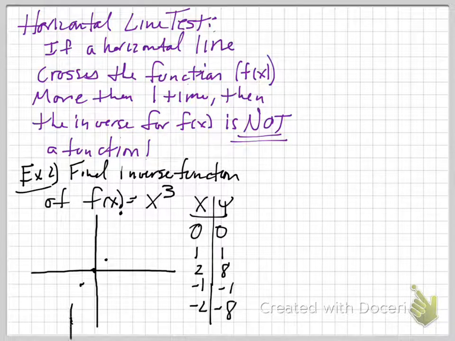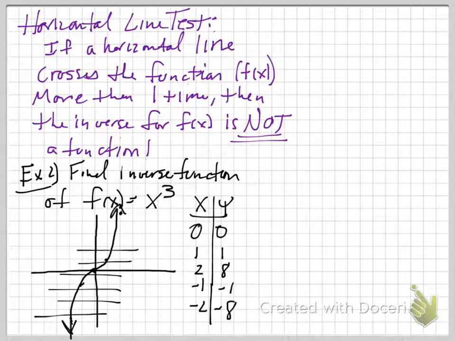So our graph for this cubic looks something like this. Again, this is just a sketch, right? Not perfect. Real quick, does this pass the horizontal line test? If we put horizontal lines through here, does it hit more than once? No, right? We only hit once each time.